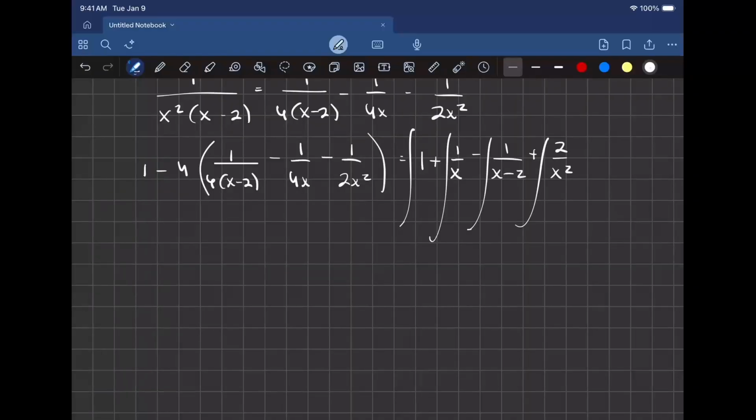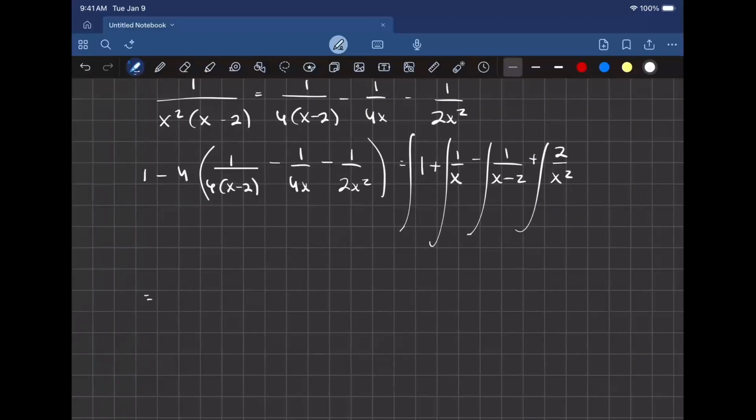So we'd end up with integral of 1, or dx, is just x. This 1 over x is going to give us ln x, or ln absolute value x to be specific. Then this is going to give us ln absolute value x minus 2, minus 2 over x. Remember that the derivative of 1 over x is negative 1 over x squared. And then plus c. And this is our solution.